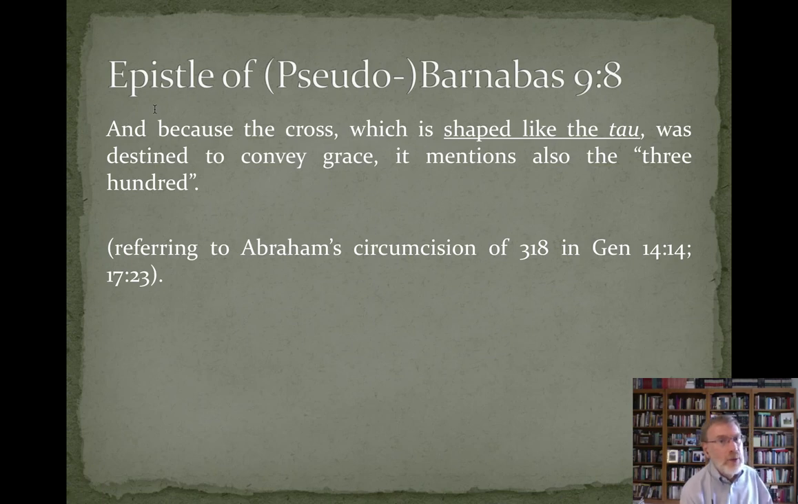So in what's called the Epistle of Barnabas, which is written at the very end of the first century or the early beginning of the second century, so this is right after the apostolic period, it's not in the New Testament, but it's in the earliest Christian writings after the New Testament, it says that the cross was shaped like the tau, and the tau is the Greek word for a T, as we would say.